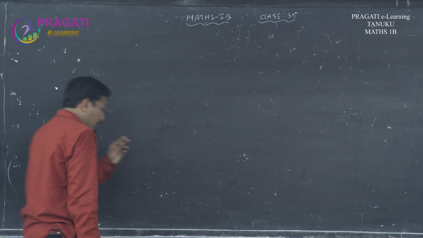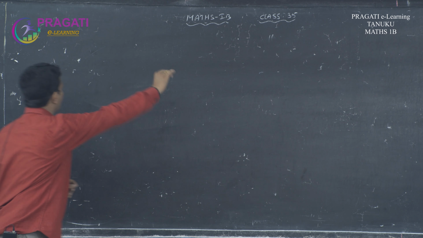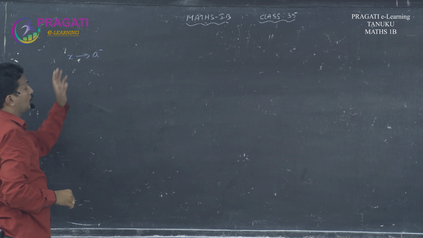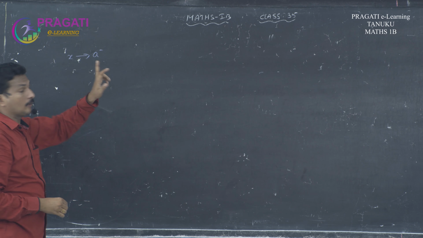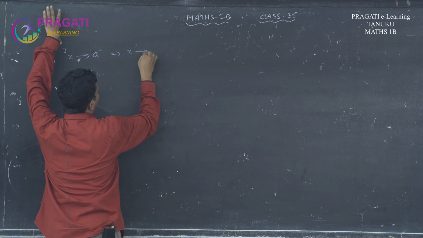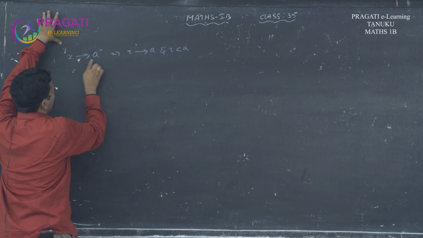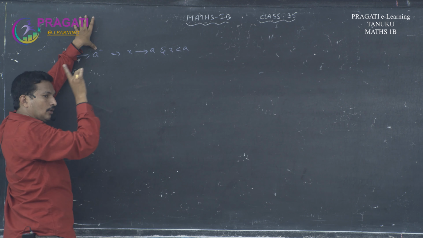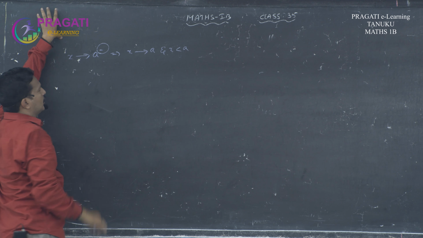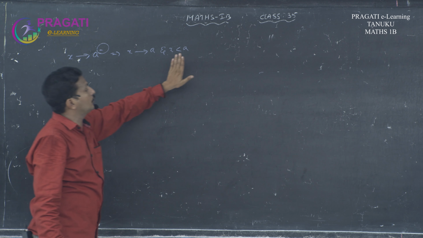X approaches a from the left side is denoted by x tends to a minus, and the definition is x tends to a and x less than a. Here x tends to a minus, x approaches a from the left side, is symbolically denoted by minus, and these values are less than a.